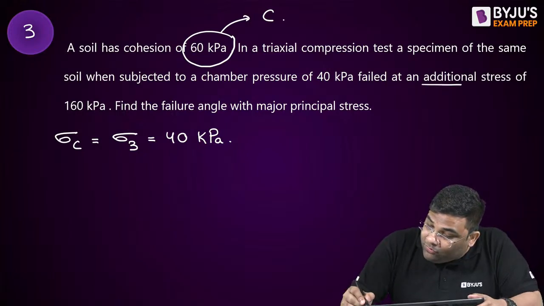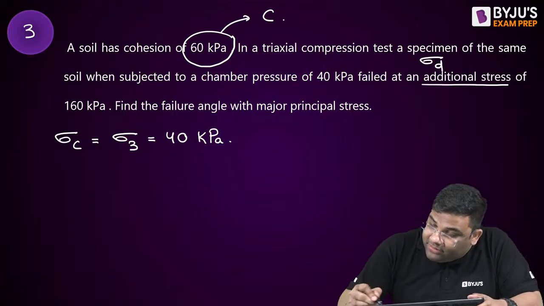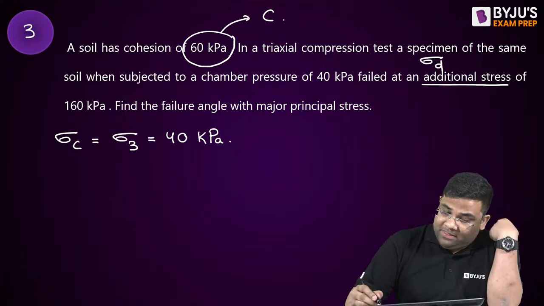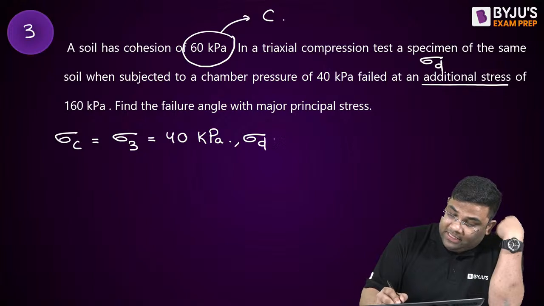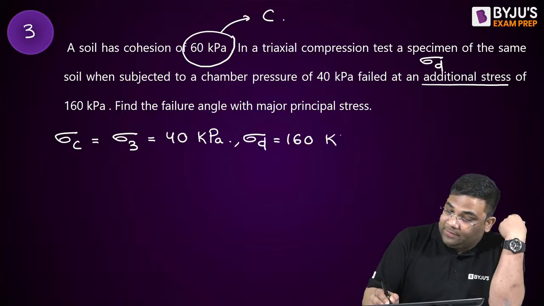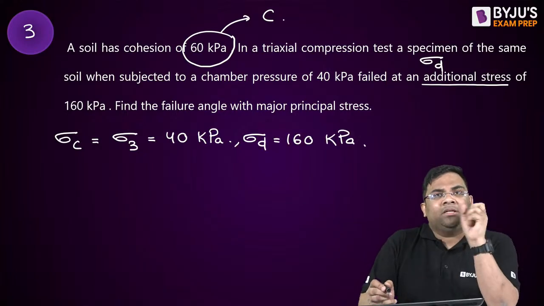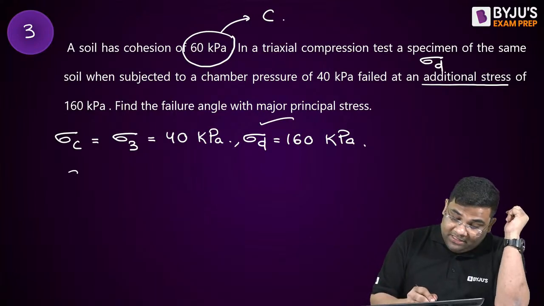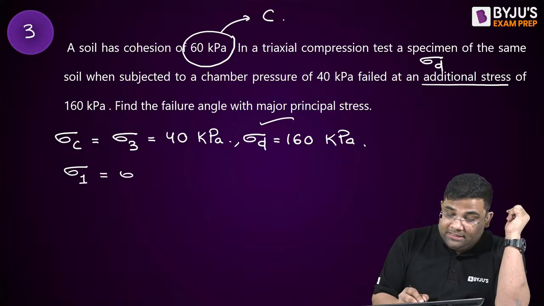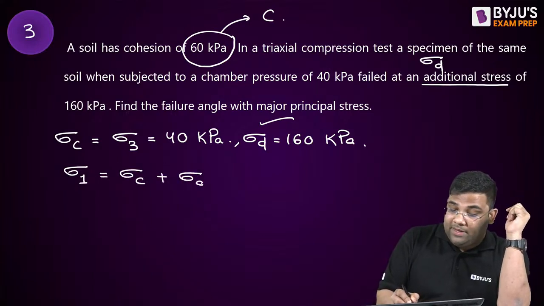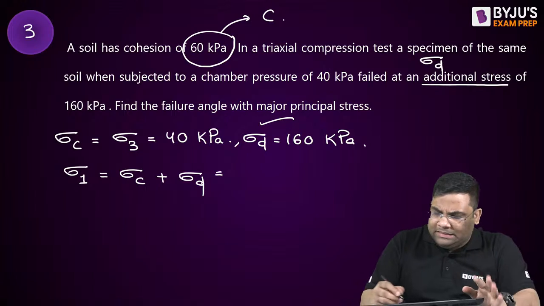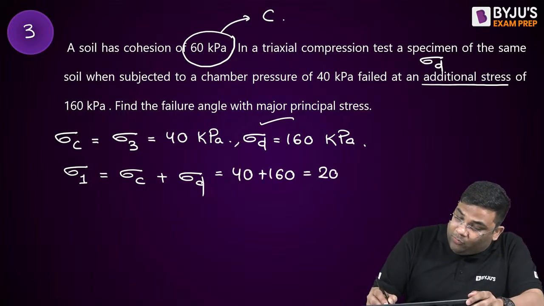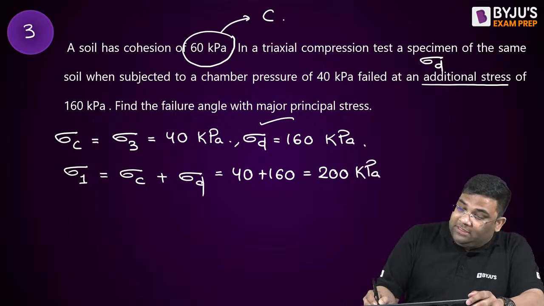This additional stress is what? It is the deviatoric stress. So deviatoric stress is given as 160 kilopascal. Now you see, cell pressure is given, that means minor principal stress is given. Deviatoric stress is given. So what is the major principal stress? The major principal stress is the cell pressure plus the deviatoric stress. Very good, easy. So it is 40 plus 160, 200 kilopascal. Now, we know this relationship.